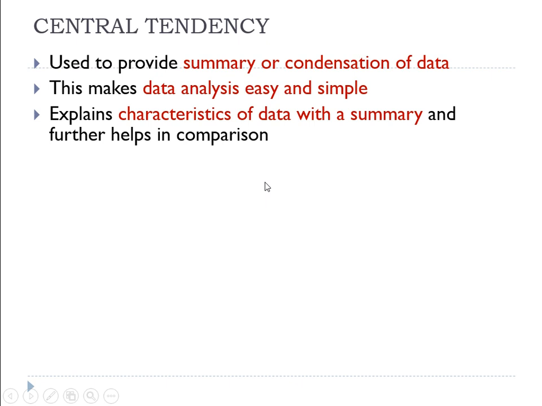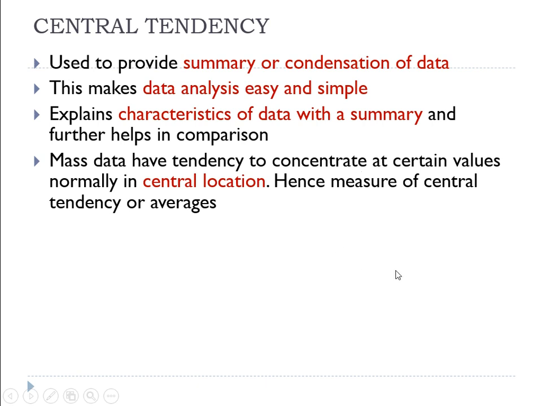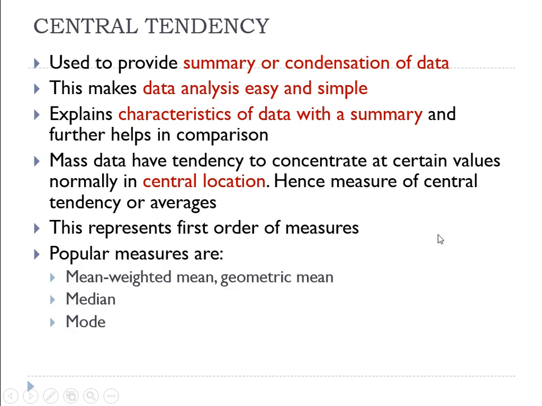Basically this concept of central tendency explains the characteristics of a data just with a summary, and therefore you can use that for further comparisons. Since we are going to condense the data, now the question is how you're going to condense. Normally the tendency here is to concentrate the values in the central location. Some kind of average of the data would be taken in order to do the condensation of the data. We also call this first order of measures.